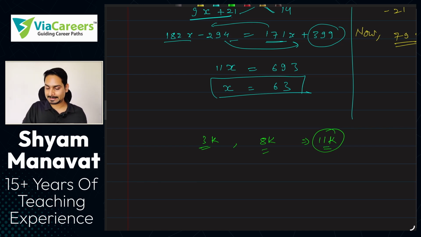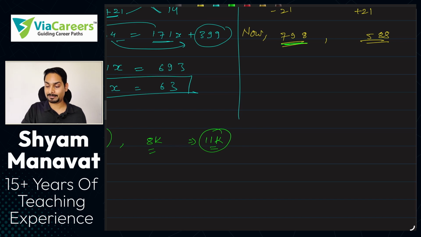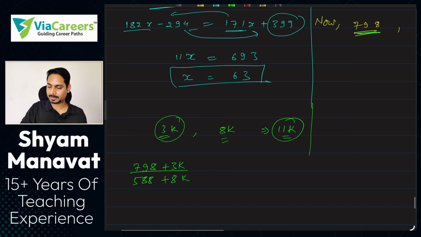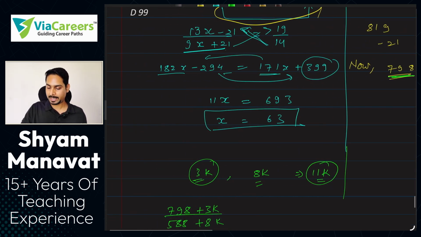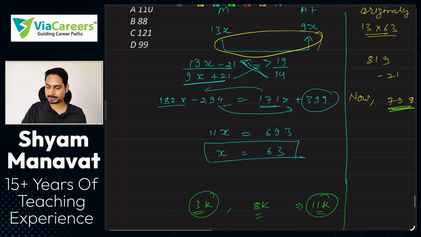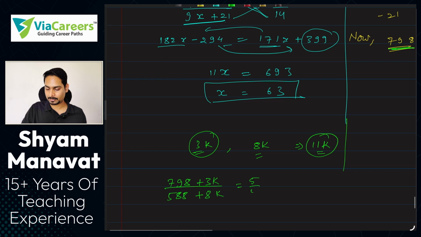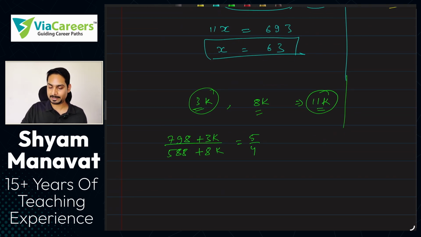So let them join in the morning shift, where we have 798 students. So what is going to happen after they join? It's going to be 798 plus 3k, and in the afternoon shift we had 588, joined by 8k, right? Here 8k joined here, and accordingly, the new ratio as per the question becomes 5:4. This becomes 5 by 4. Now you can cross multiply and find the value of k, and you can substitute here to find out what is 11k, and that's what your answer will be.